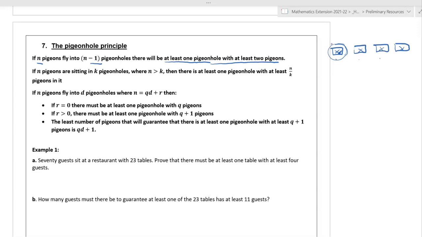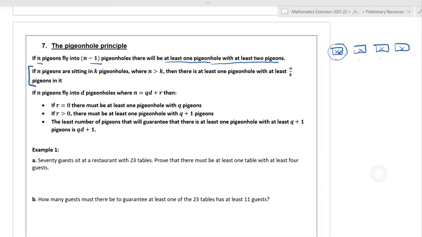So now we can generalise that a little bit. This seems a bit weird, but when we do it with numbers, you see it's not too bad. If we've got n pigeons and they're going into k pigeonholes, n is bigger than k, then there is at least one pigeonhole with at least n over k pigeons in it.